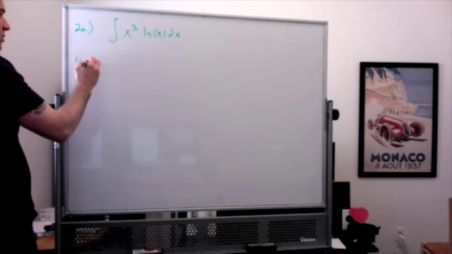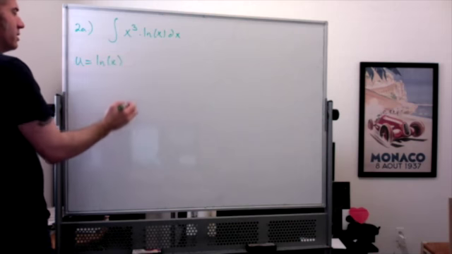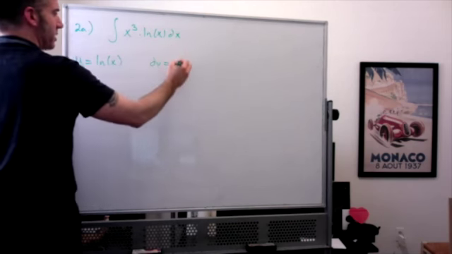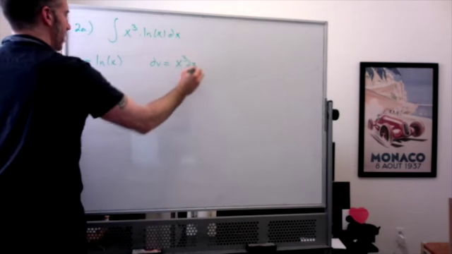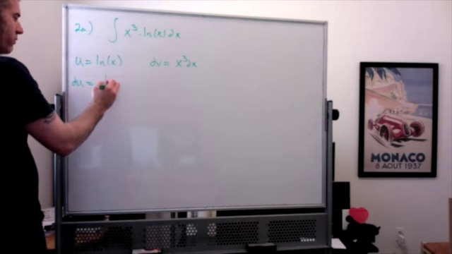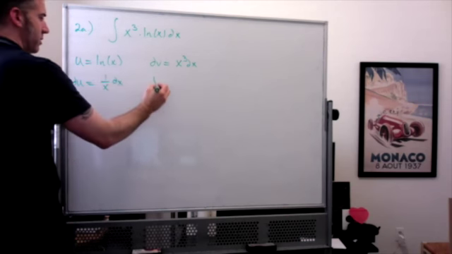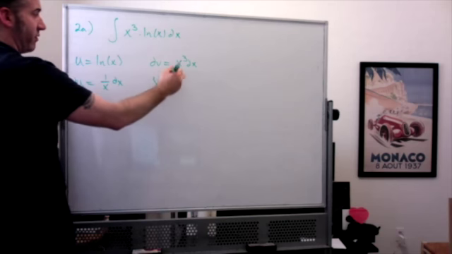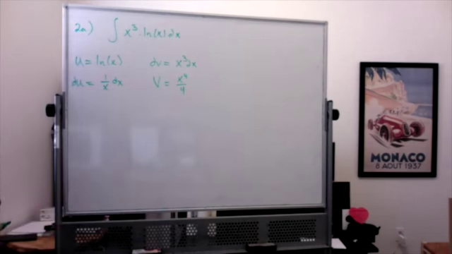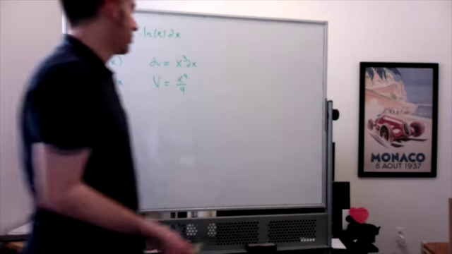We would let u equal the natural log of x. And our dv would be everything else, would be x cubed dx. Our du is 1 over x dx. And our v is the antiderivative here, which is x to the 4th over 4. So we've got the whole setup. Now we have to rewrite it.